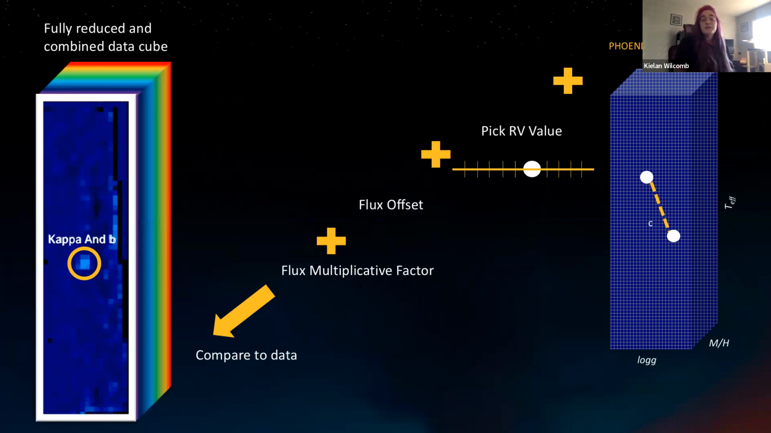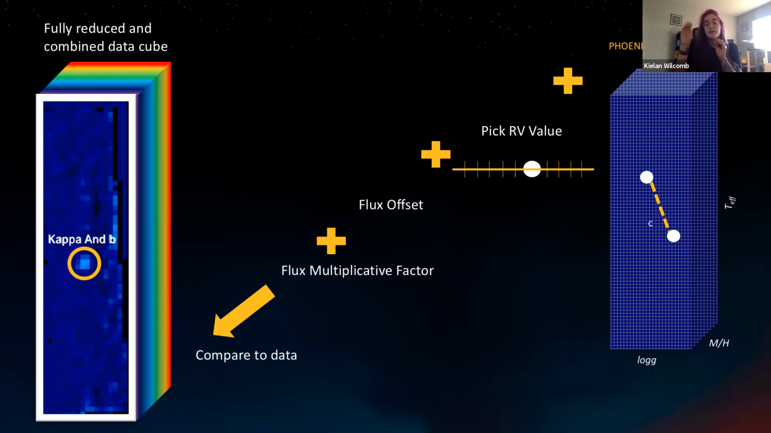Once we have combined and reduced spectra, we use a forward modeling approach in the MCMC package to estimate parameters such as effective temperature, surface gravity, and metallicity. We do not forward model the telluric star because that was divided out in reduction. The MCMC code picks a point in the Phoenix model grid space, all the way to the top right, with a specific effective temperature, surface gravity, and metallicity. Each point in the grid contains a spectrum.